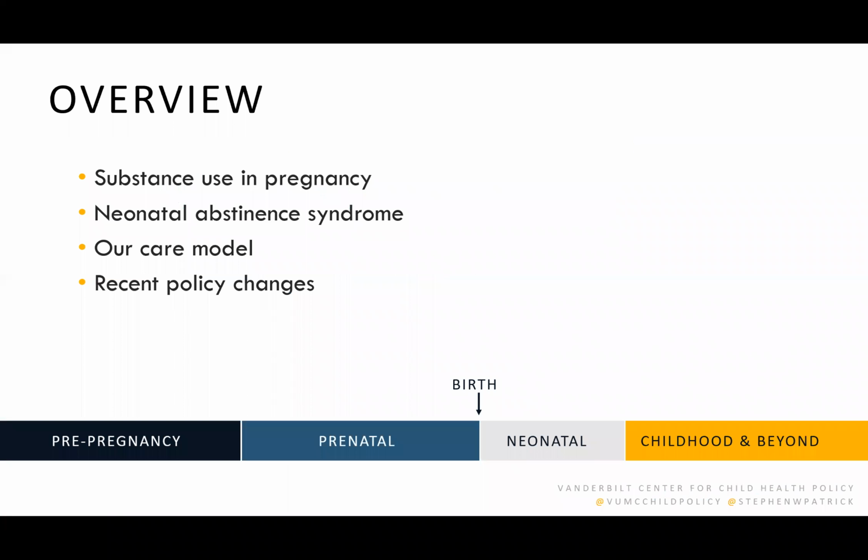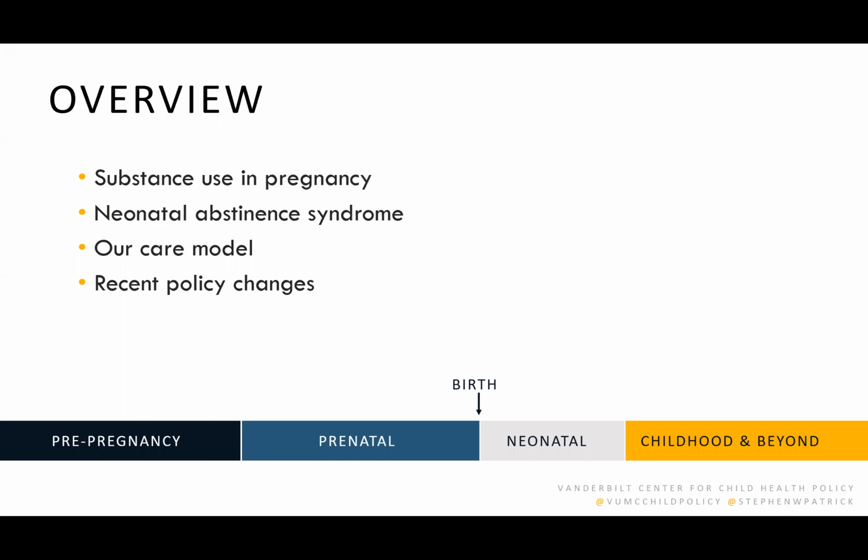So just very briefly, we're going to talk about substance use in pregnancy, in the context of my own personal experience clinically. Talk about neonatal abstinence syndrome. I'm going to talk a little bit about our care model because I think it informs a lot of the things that we've done recently and perhaps the way that we're responding to policy and public health changes around us, and close with some recent policy changes.